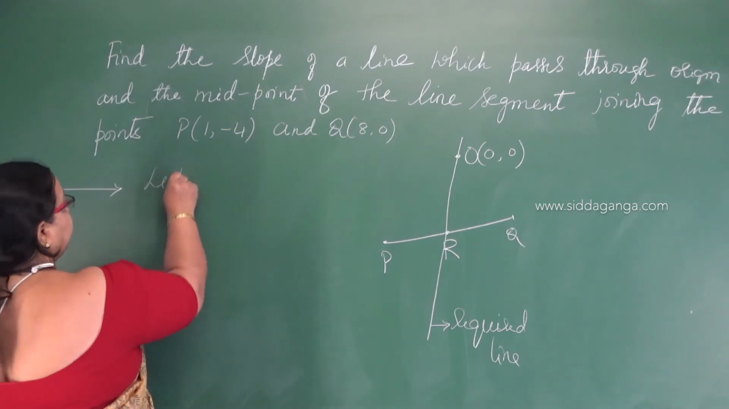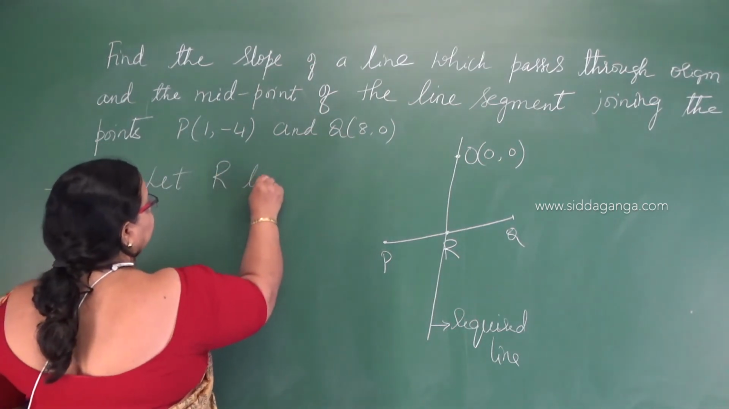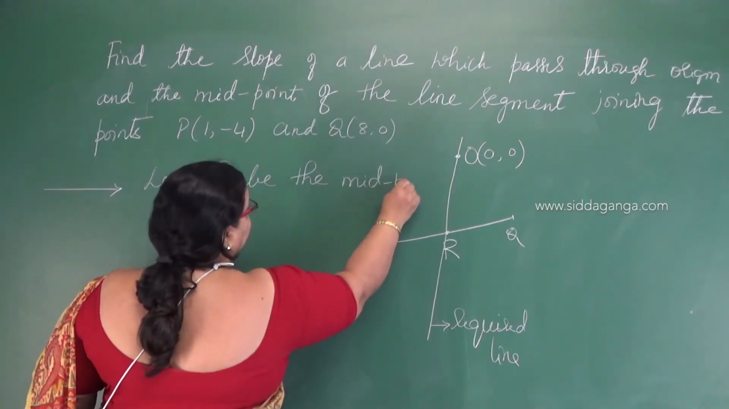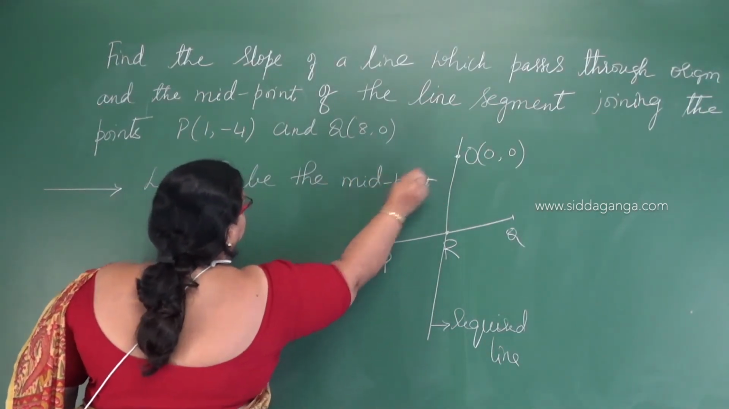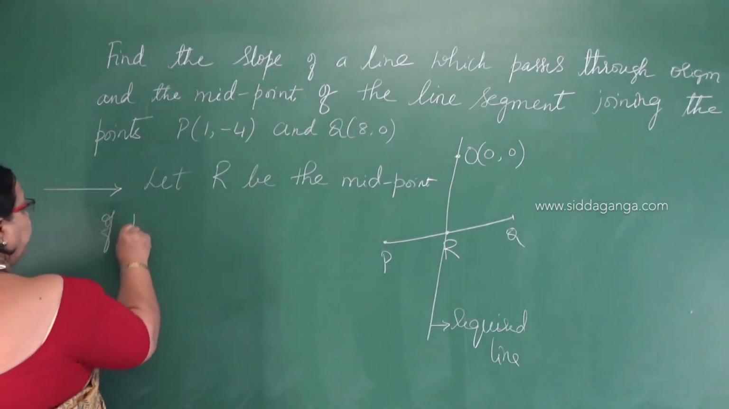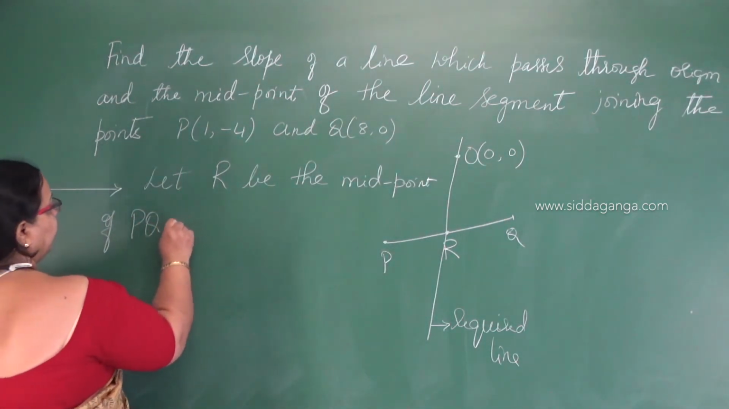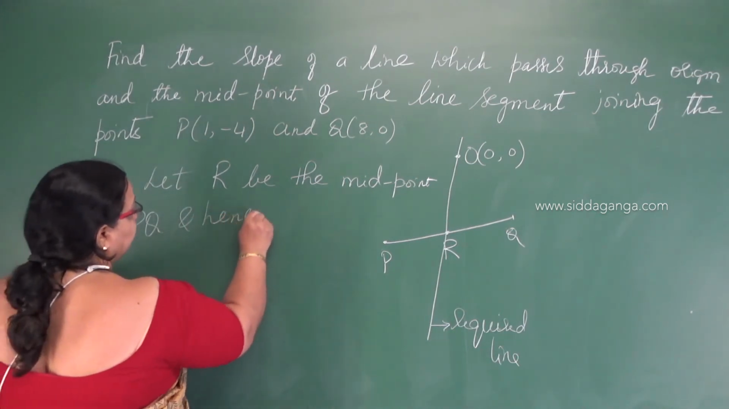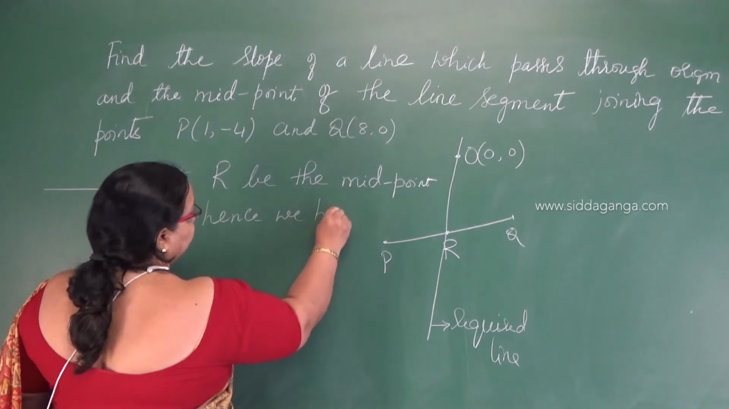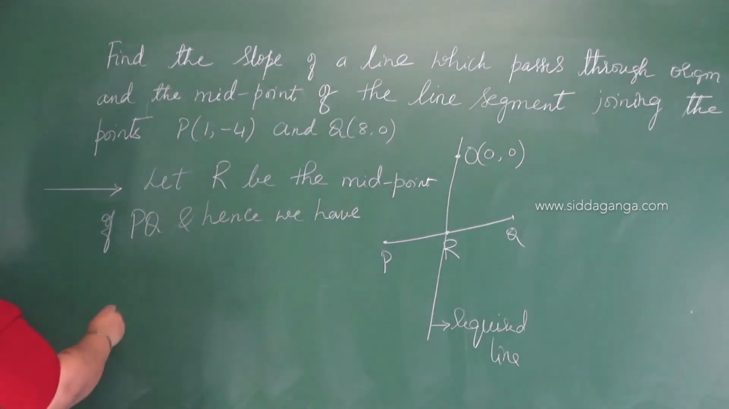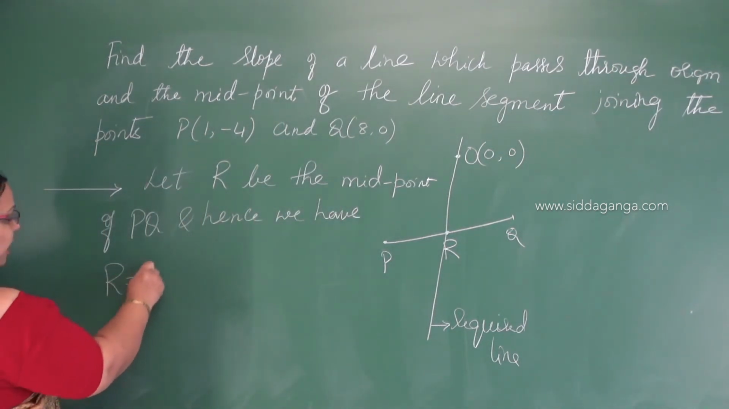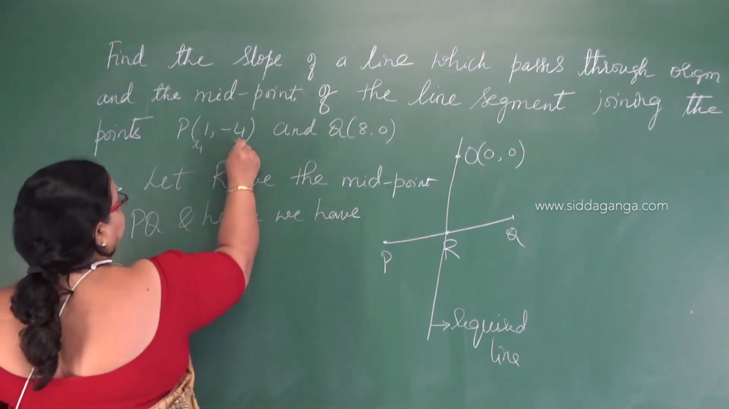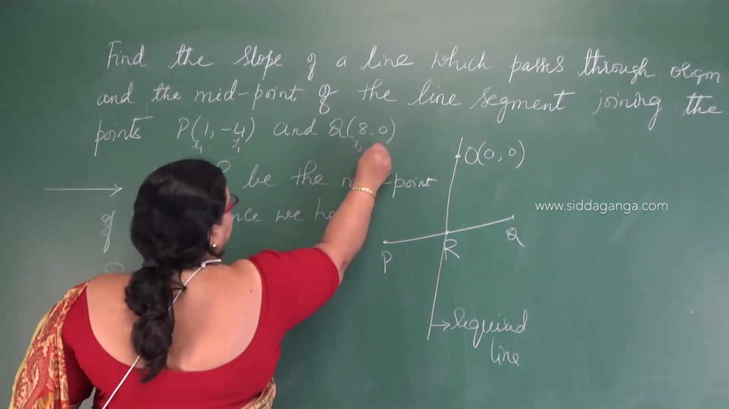Let R be the midpoint of PQ and hence we have, so the midpoint formula can be used. R equal to the midpoint of P and Q, so you apply the midpoint formula.